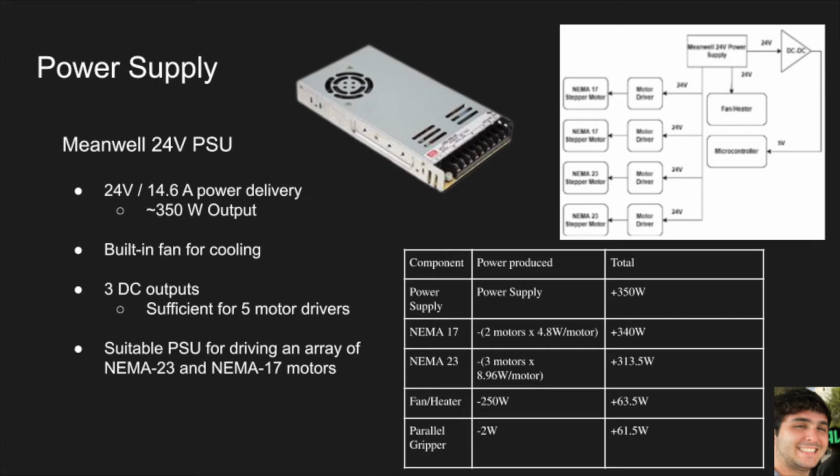To power all the components of the project, we need a suitable power supply. According to the power delivery needed for the circuit, as referenced in the table below, we need at least 350 watts of power when the robot is drawing the most power. To deliver this, we are using a Meanwell 24-volt power supply unit. This is a suitable unit for delivering all power to each of the motors, parallel gripper, and the fan heater, all at the same time.